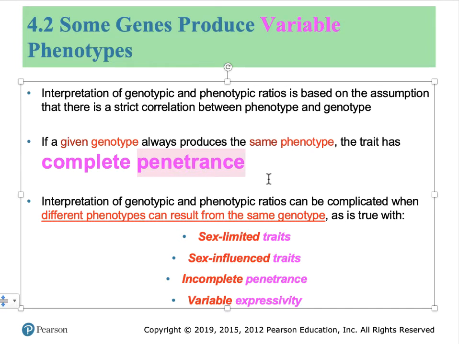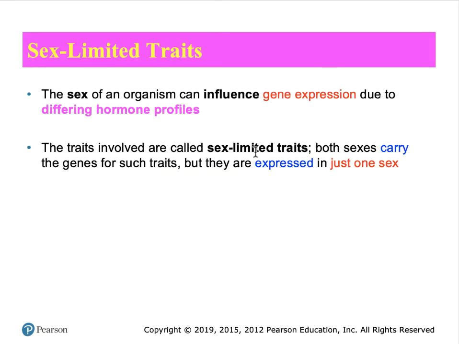In conditions where that doesn't happen, of which many exist, as we'll see shortly, then we can use an alternative term. So we find incomplete penetrance in sex-limited traits, sex-influenced traits, incomplete penetrance, and variable expressivity. Let's take a look at each one of these. Let's start with sex-limited traits.